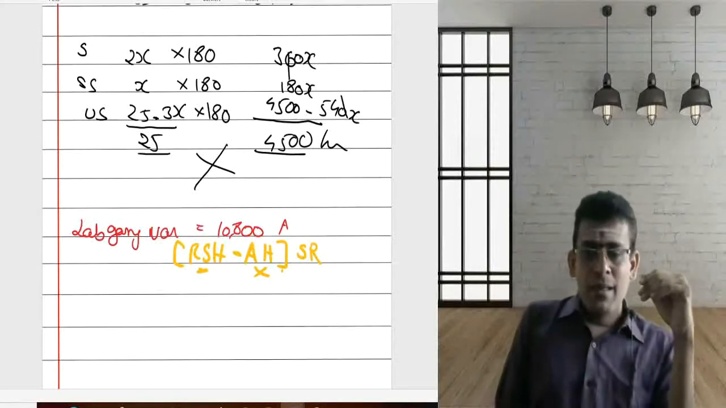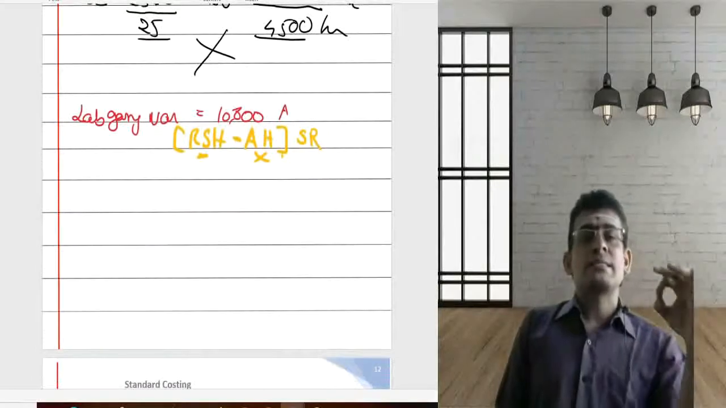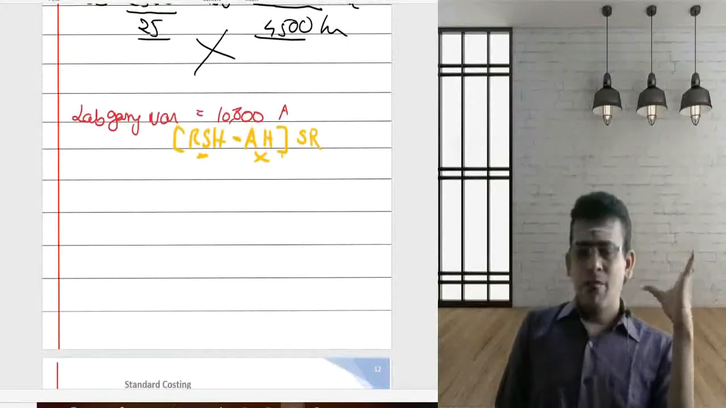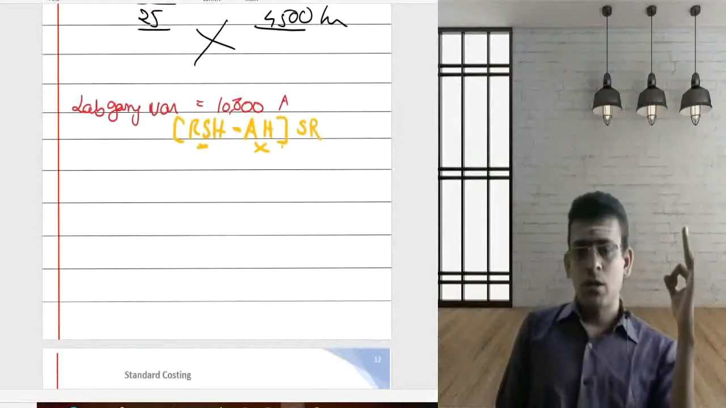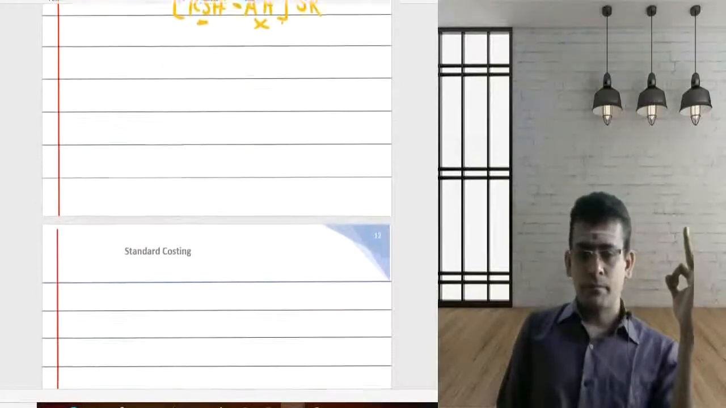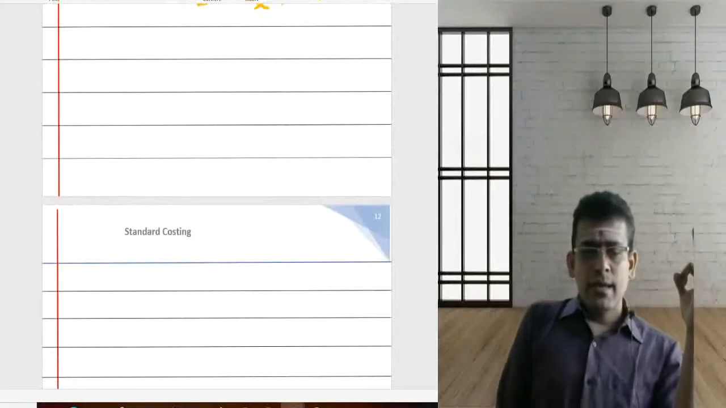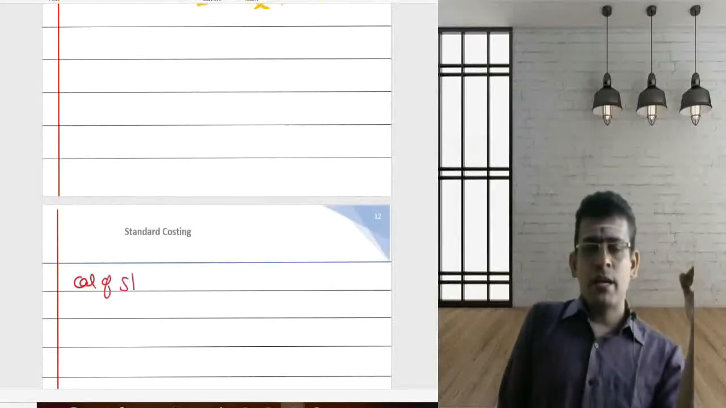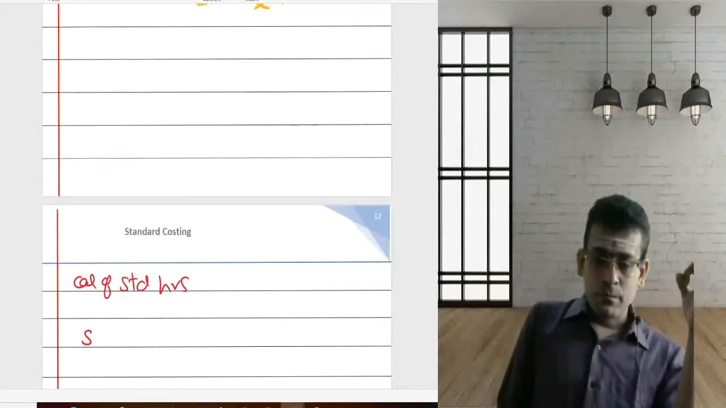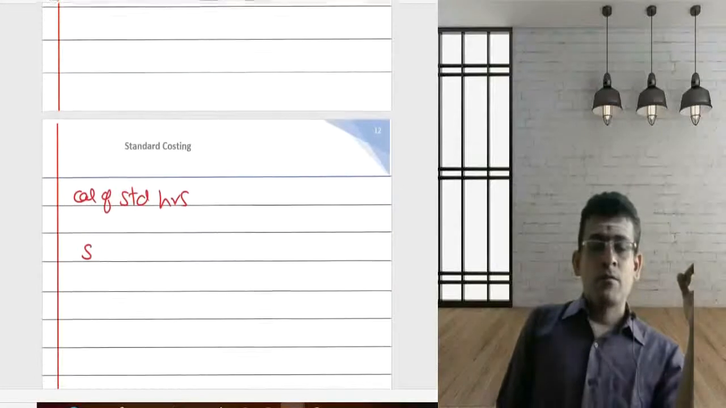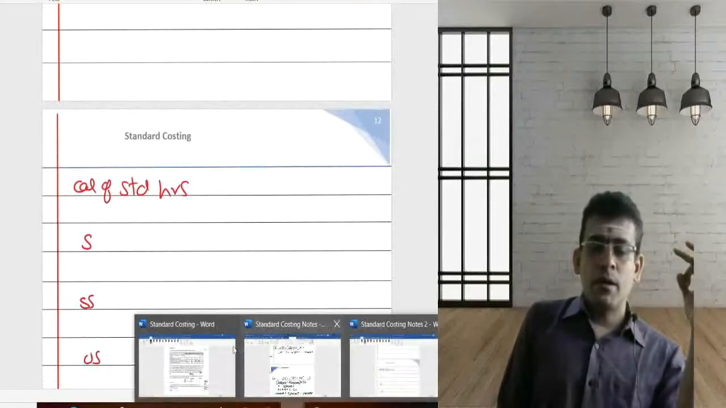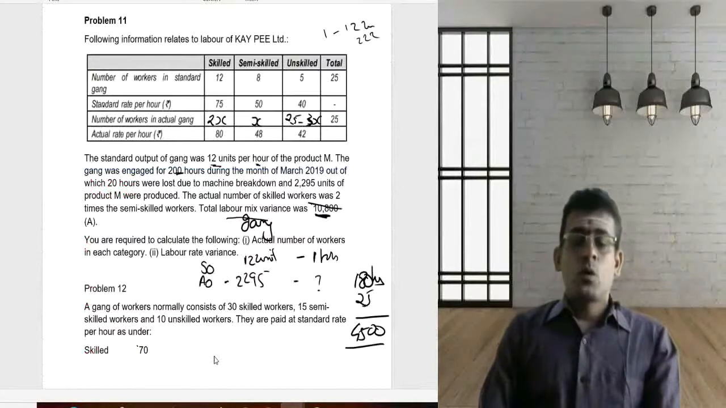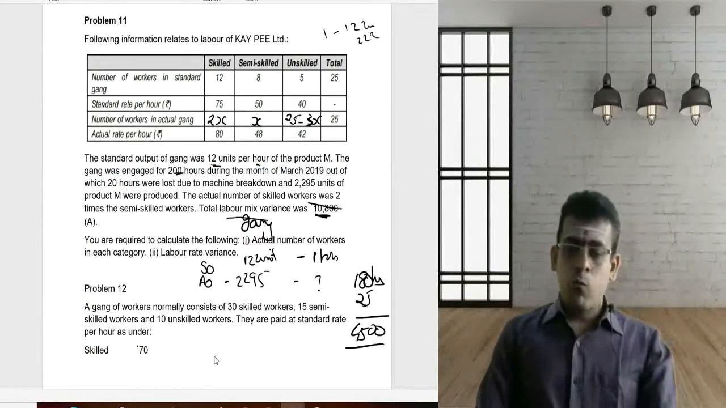So here, let us try to find out the basis of your revised standard hours. For calculation of your revised standard hours, you need to calculate your standard hours for actual output. Before that, let us first calculate the standard hours for actual output for your skilled, your semi-skilled, and your unskilled. So already here one point we have discussed: 12 units can be done in 1 hour.